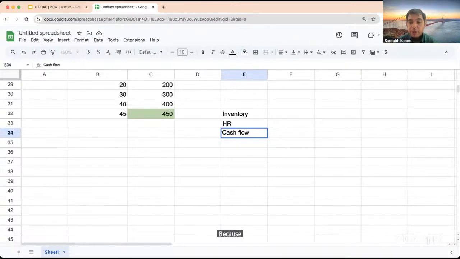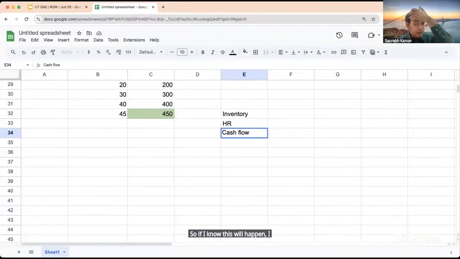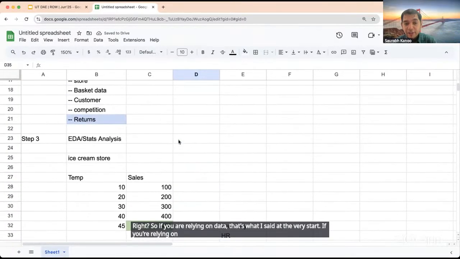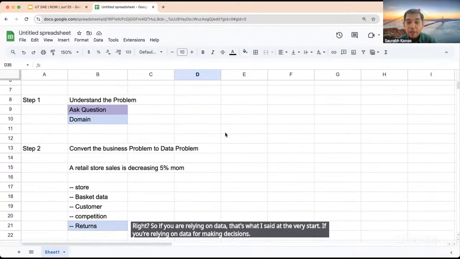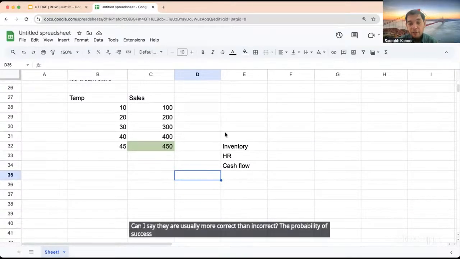Because 450 units, I need to go to the market and purchase it. I need cash to purchase it. So if I know this will happen, I'll plan my cash flows much better, right? If you are relying on data, that's what I said at the very start. If you're relying on data for making decisions, can I say they are usually more correct than incorrect? The probability of success is higher than being lower, isn't it?